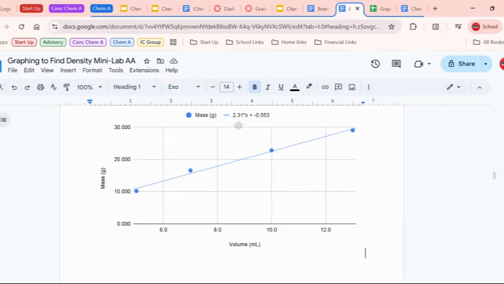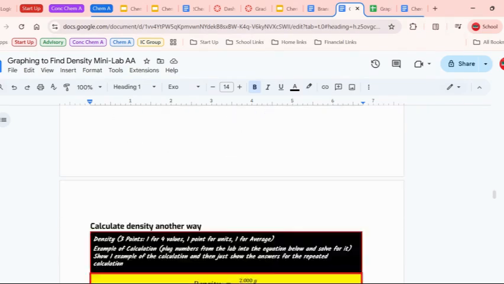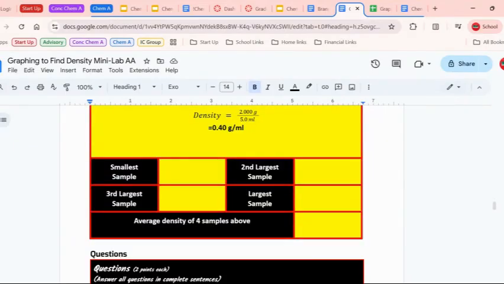So this number, this 2.31 right here, up at the top, is the density of that substance. So that is the second way that you will find density. You will just look at that number there. That number, 2.31, is the density. So you found density that way, and you found density by calculating an average of the 4 samples.